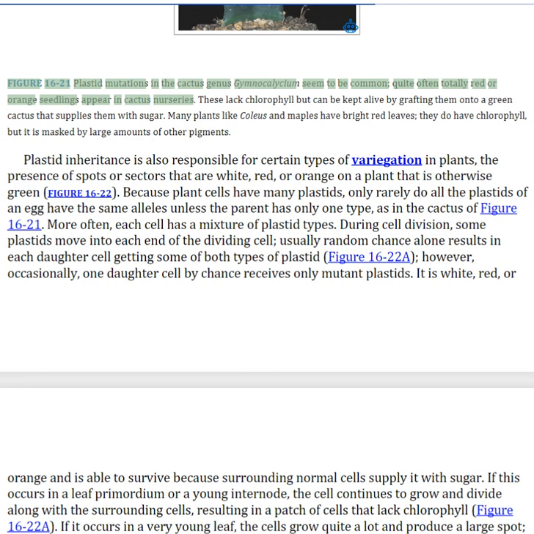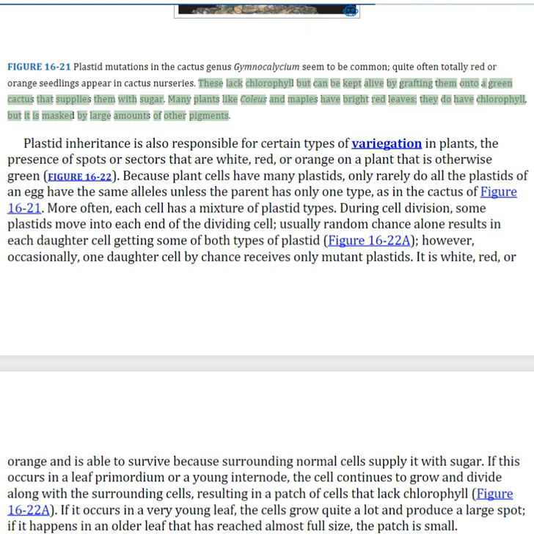Figure 16.21: Plastid mutations in the cactus genus Gymnocalycium seem to be common. Quite often totally red or orange seedlings appear in cactus nurseries. These lack chlorophyll but can be kept alive by grafting them onto a green cactus that supplies them with sugar. Many plants like coleus and maples have bright red leaves. They do have chlorophyll, but it is masked by large amounts of other pigments.